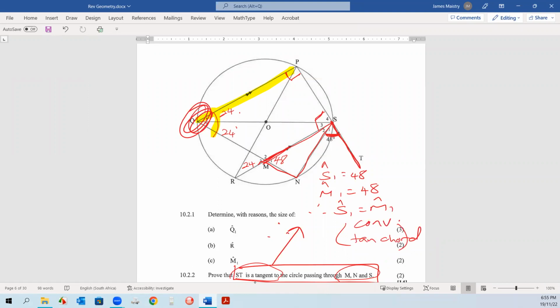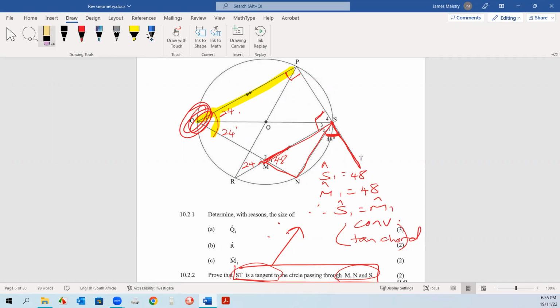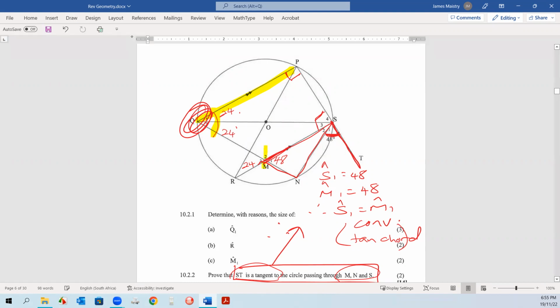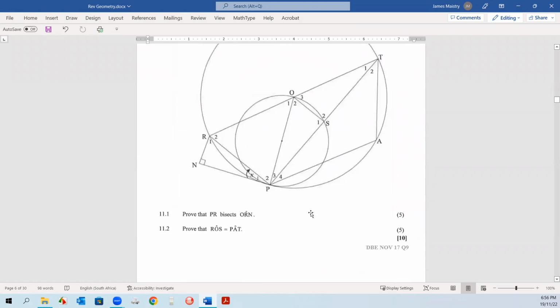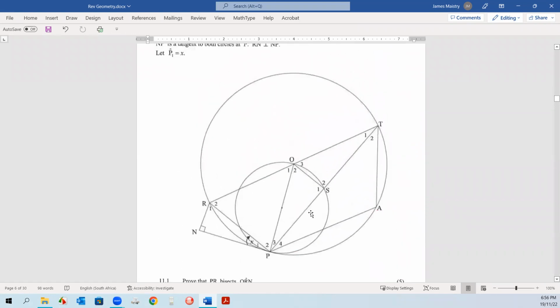Anyone want to comment on that? Do you have to prove it through MNS? Yes, we have to use MNS, because that's what the question is saying. There's a circle. What the question is basically trying to tell you is to show that there's a circle passing through those 3 points. You understand? And because your tan chord theorem is existing here, therefore there has to be a circle and ST will become the tangent. Let's do a little more.